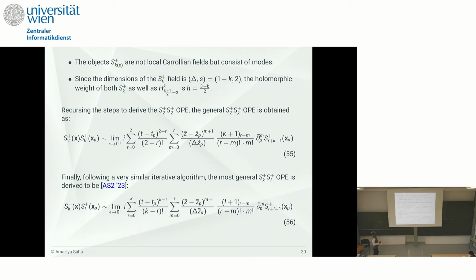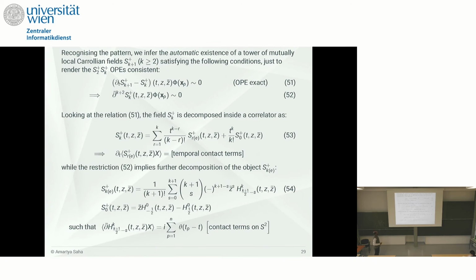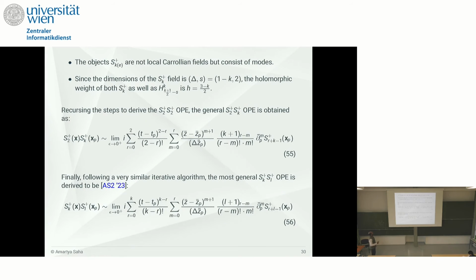Now, these SKE objects are not local Carrollian fields. The Carrollian fields are really these quantities, SK plus, and they are just consisting of some new modes. These SK plus fields have scaling dimension delta equal to 1 minus k and spin is 2. And so the holomorphic weight for SK plus as well as the semi-mode is the same, 3 minus k by 2.